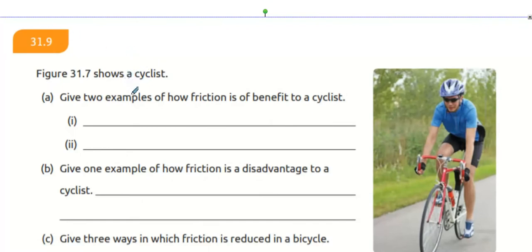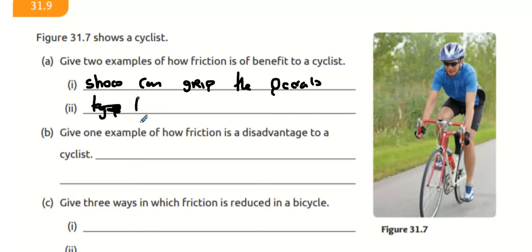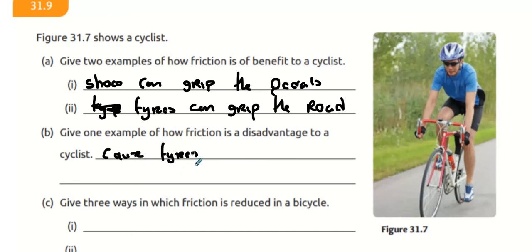Now, give two examples of how friction benefits the cyclist. Well, his shoes can grip the pedals. His tires can grip the road. And because you can grip the road, you can move. Did you ever try cycling on pure ice? Very difficult. Give one example of how friction is a disadvantage to the cyclist. It can cause the tires and the brakes to wear out.